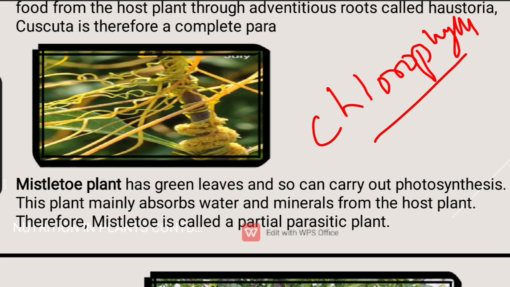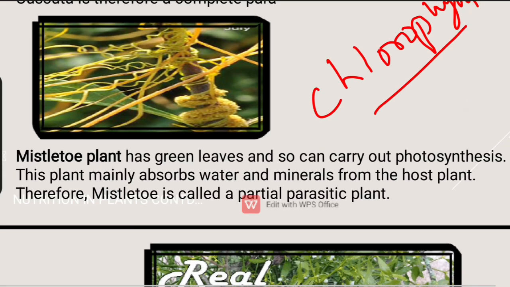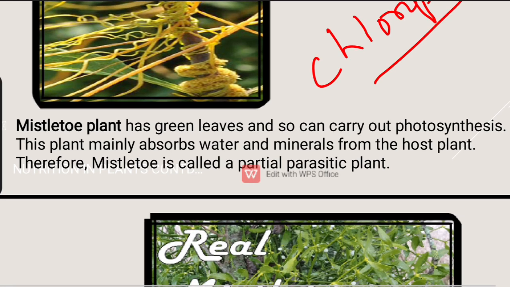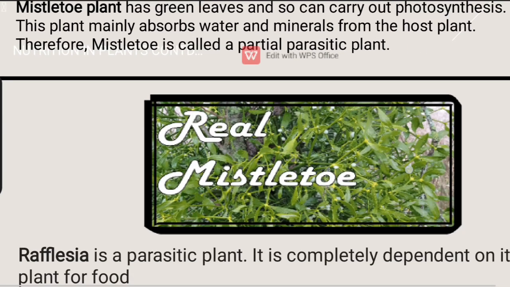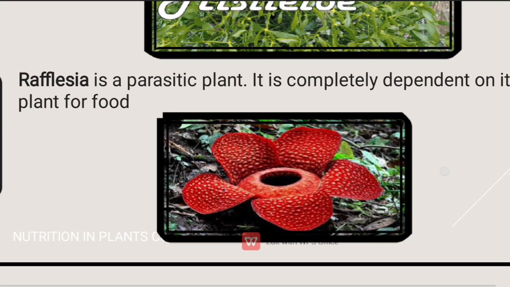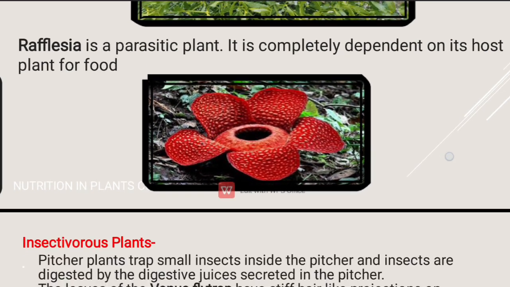Mistletoe plant has green leaves and so can carry out photosynthesis. This plant mainly absorbs water and minerals from the host plant. Therefore, the mistletoe plant is a partial parasitic plant. Now, Rafflesia is a parasitic plant. It completely depends on the host for food.